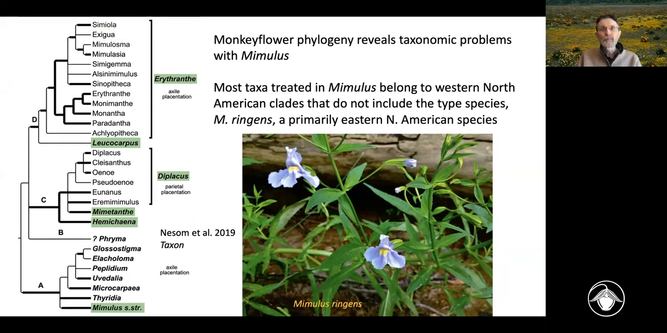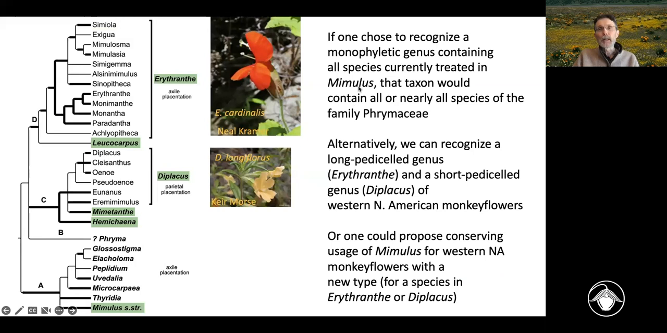So we have a real problem that most of the taxa in Mimulus belong to these Western North American clades that do not include the type species Mimulus ringens. And at the bottom here are primarily Eastern North American species, which are more closely related to a bunch of genera that are not in our North American flora, mostly Australian things. So if one chose to recognize a monophyletic genus containing all species currently treated in Mimulus, that taxon would contain all or nearly all species of the family Phrymaceae.